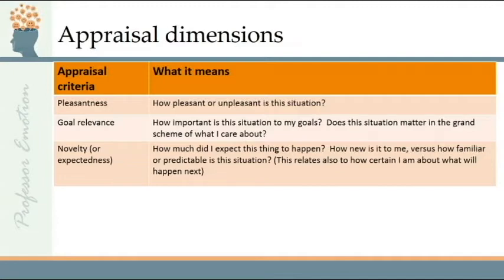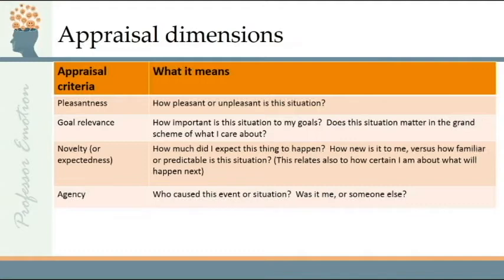One of them is novelty or expectedness. This is basically saying, how certain was I that this thing was going to happen? How novel, how new, how unexpected was this? How predictable? On the opposite side, you can think about someone thinking a situation was predictable, familiar. All of these have to do with how certain someone is about what's going to happen next. So something that's familiar or certain has different kind of repercussions than something that is new or uncertain.